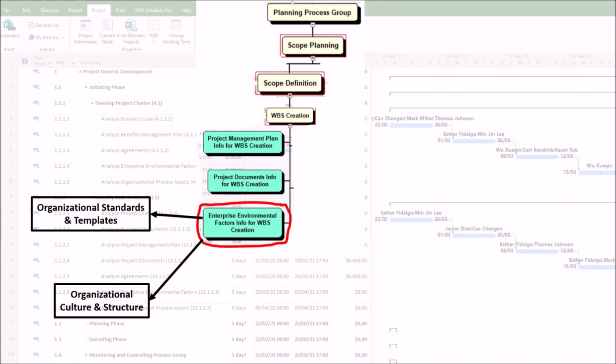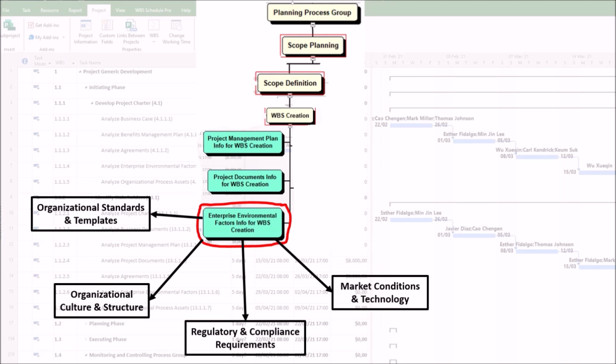2. Organizational culture and structure. A hierarchical versus agile organizational structure may dictate how work is decomposed. Cultural norms, such as risk tolerance and formality, can influence the level of detail in the WBS. 3. Regulatory and compliance requirements. Certain industries, such as construction, healthcare, and government, have strict compliance rules that must be reflected in the WBS. Legal or contractual obligations may require specific breakdowns. 4. Market conditions and technology. Availability of tools, such as WBS software like Microsoft Project and Jira, can affect how the WBS is developed. Emerging technologies may introduce new work components that need inclusion.